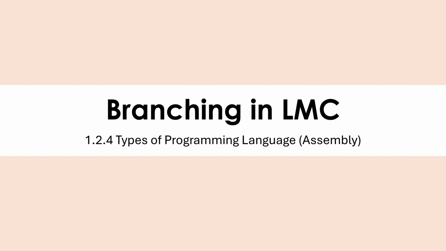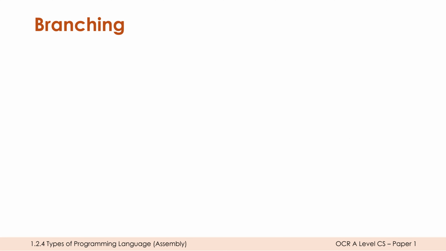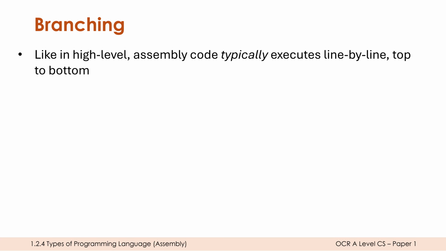Hello, we're now going to continue our look at assembly code, specifically in the Little Man Computer instruction set, by talking about branching, which is a really, really important concept. This video is focusing on the selection part of branching. We'll look at iteration in the next video. So what are we talking about here?